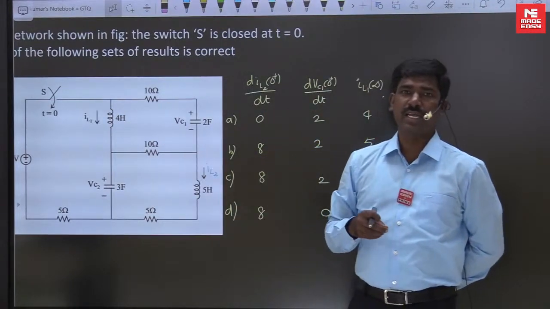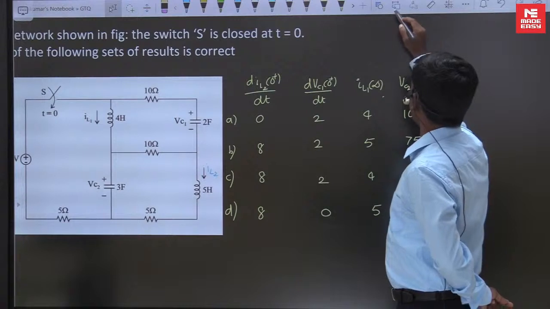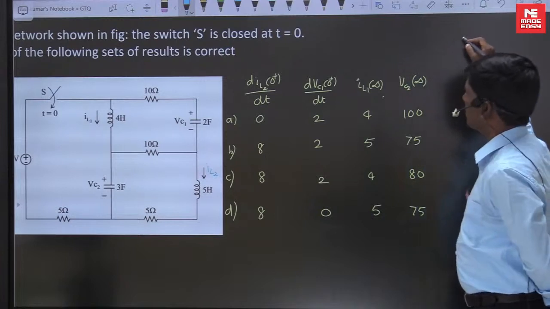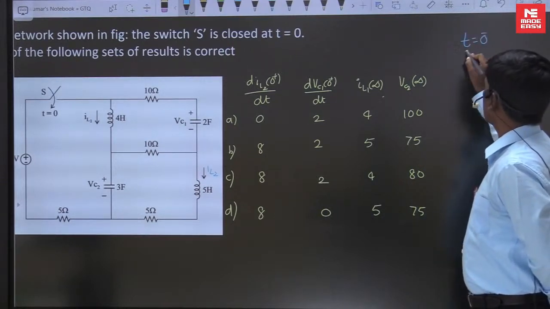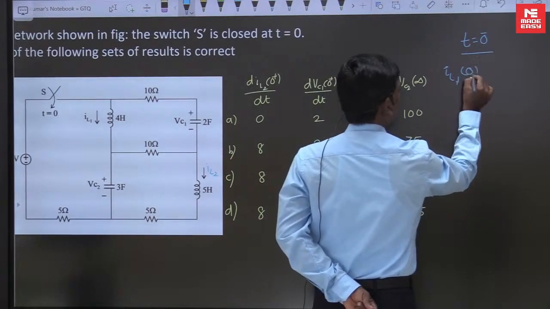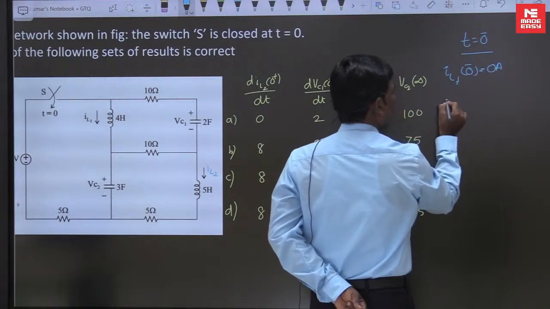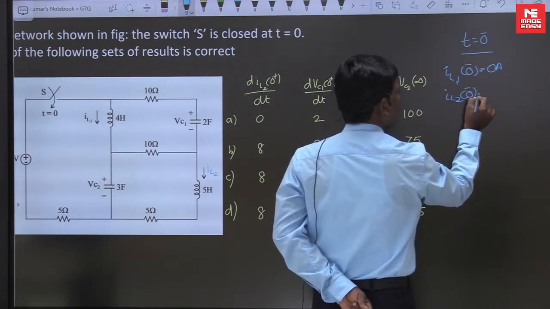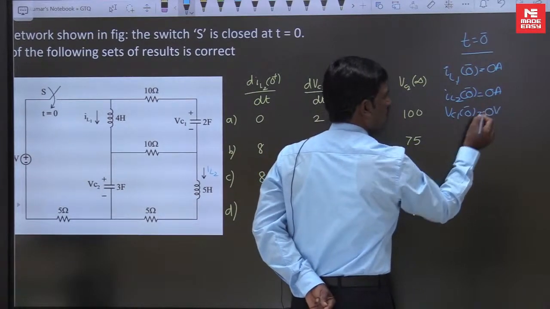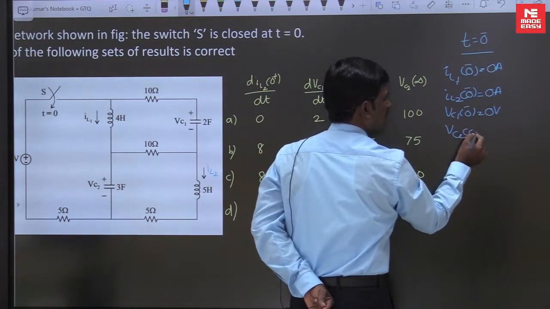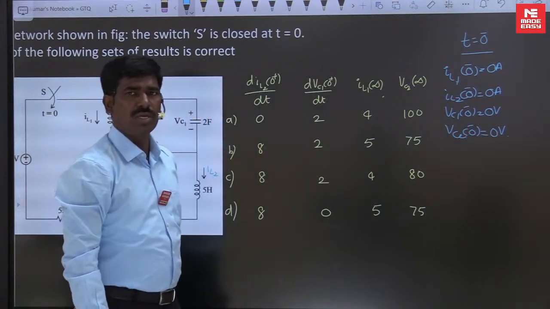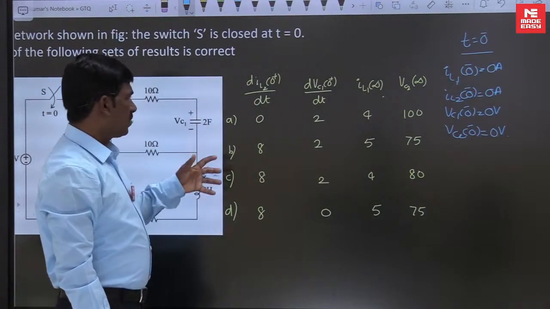That means initially relaxed. So you can write directly, at t is equal to 0 minus, IL1 of 0 minus is 0, IL2 of 0 minus is 0, VC1 of 0 minus is 0 volts, VC2 of 0 minus is 0 volts. Why? Because these are not connected to any independent source. So at t is equal to 0 plus, you draw the diagram.